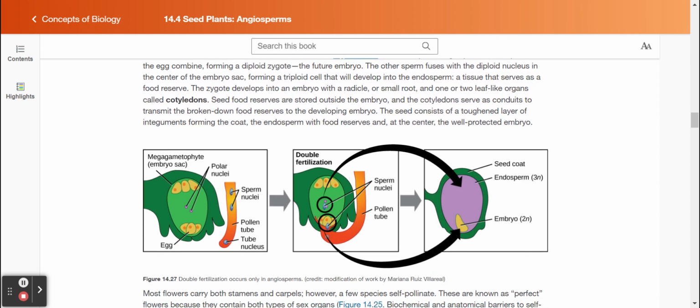The zygote develops into an embryo with a radicle, or small root, and 1 or 2 leaf-like organs called cotyledons. Seed food reserves are stored outside the embryo, and the cotyledons serve as conduits to transmit the broken-down food reserves to the developing embryo. The seed consists of a toughened layer of integuments forming the coat, the endosperm with food reserves, and at the center, the well-protected embryo. Figure 14.27 shows the double fertilization process.